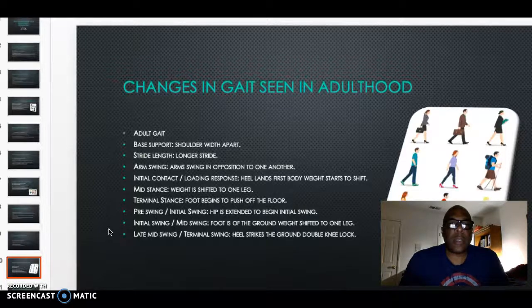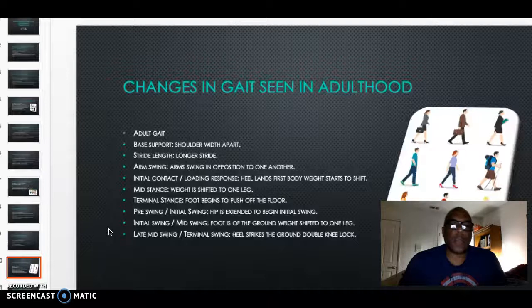Changes in gait seen in adulthood. The base of support is shoulder width apart. The stride length is a longer stride, and they're able to push off of one leg. The arm swing is in opposition to one another. The initial contact and loading response: the heel lands first. The body weight starts to shift. So at mid stance the weight is shifted to one leg. Terminal stance: the foot begins to push off the floor.